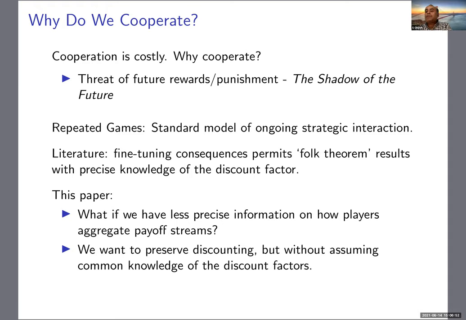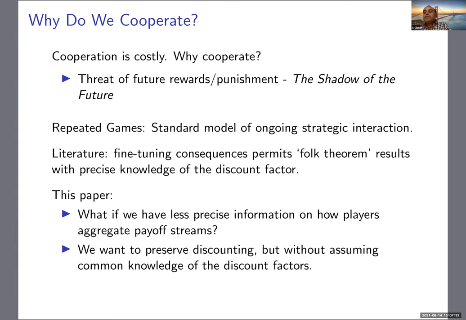I will tell you exactly what this means: your continuation payoff, when you're mixing, actually depends on which item your mixing throws up. Imagine you're playing left or right, heads or tails, you toss a coin. The toss of the coin determines not just your current action, but could determine your continuation payoff. So the realization of mixing will be important in several of these results in folk theorems. These results are very permissive and very powerful, but they use fine tuning, and fine tuning is possible because there's precise knowledge of the discount factor.